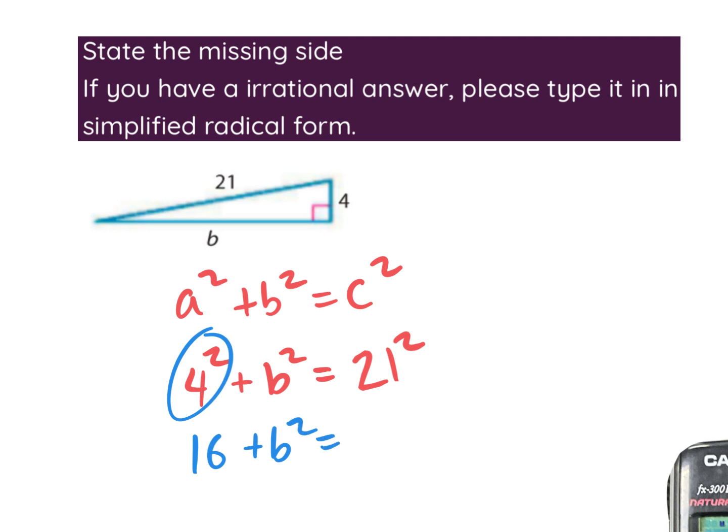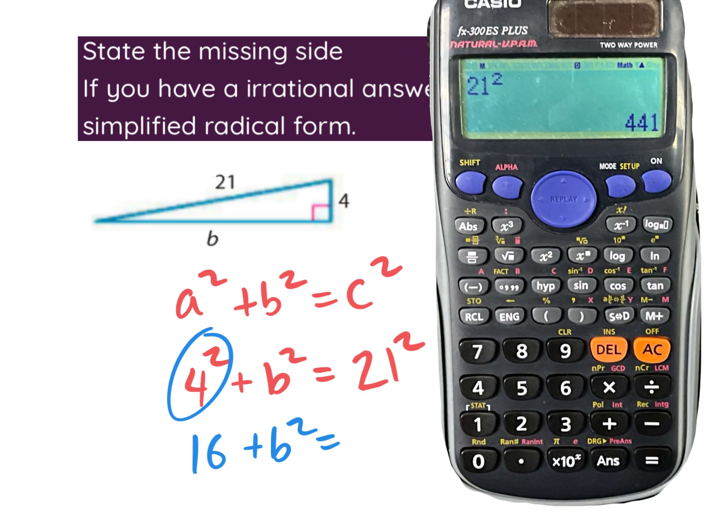I don't know what 21 squared is. I want to do it on a calculator. 21 to the second power. Actually, here's a screenshot of that. 21 to the second power is 441. Again, there's a power of 2 button, right? Just type in 21, that button, hit equal, it'll give you 441.